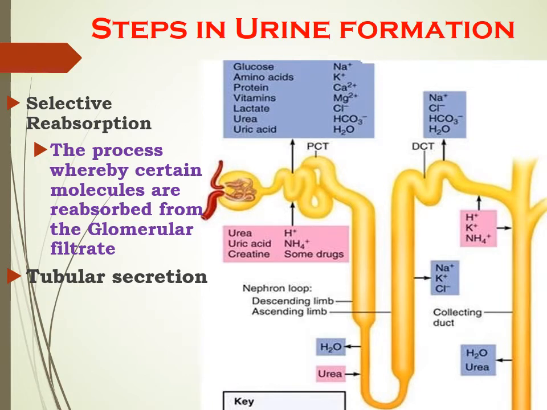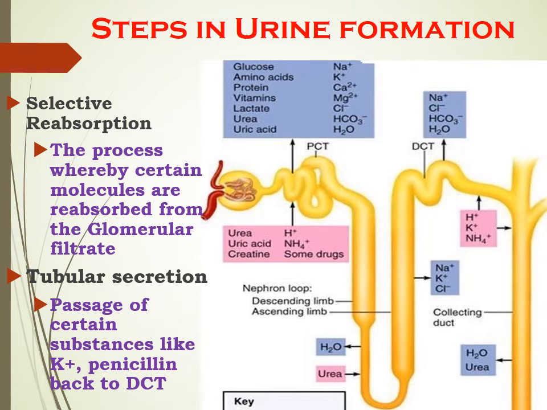Now look at the arrow from this pink color box. That arrowhead is pointing inside the nephron. It is going towards the nephron. It is not coming out from the nephron. Hence it is called tubular secretion. Look at the definition. The passage of certain substances like K plus and penicillin back to the DCT is called what? Tubular secretion. Correct? Now students, once this entire process is complete, the filtrate will now come into the collecting duct.